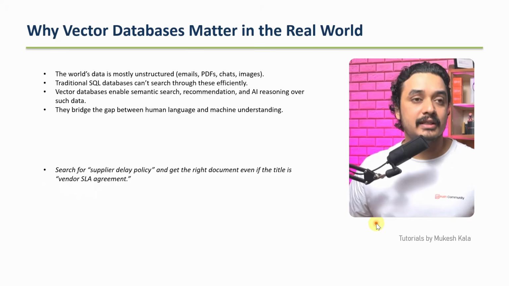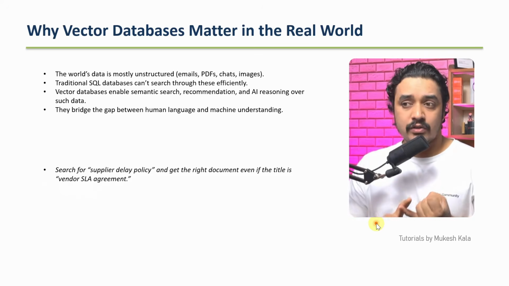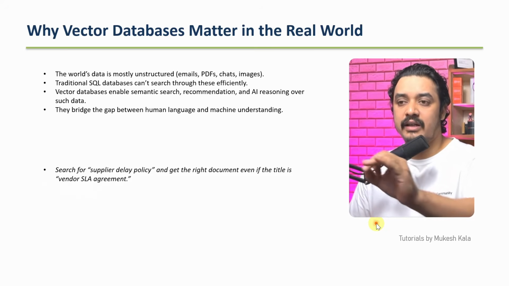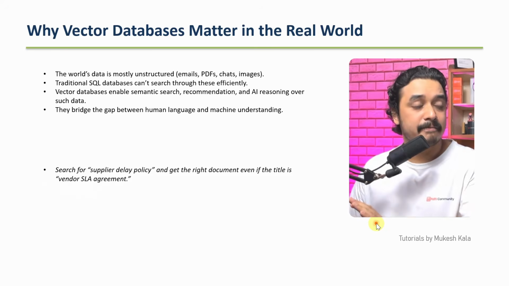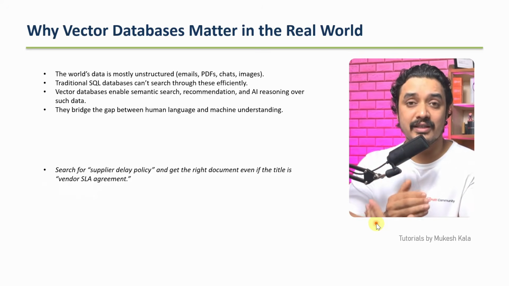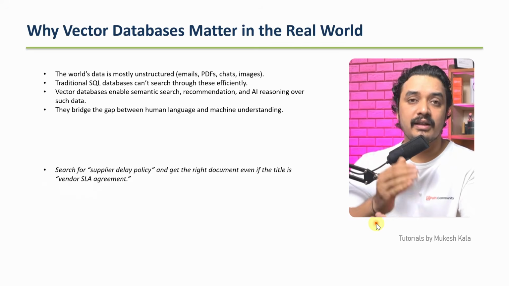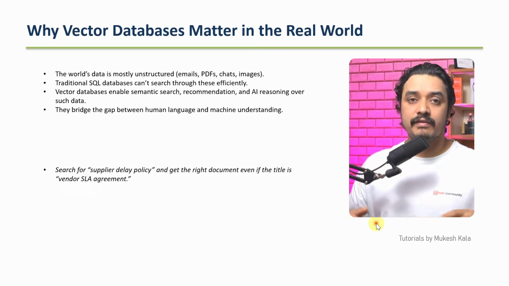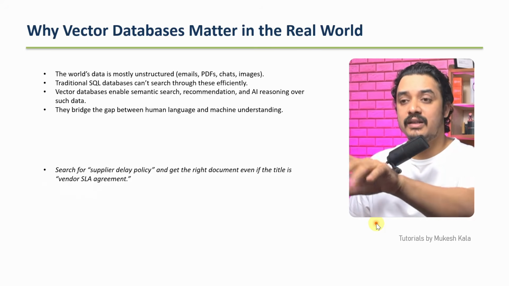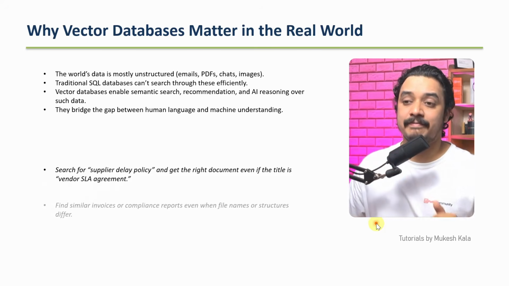What could be some of the examples in the enterprise? Search for supplier delay policy, get me the right document, even if the title is vendor SLA agreement. So if you have such use cases where the information is in an SLA document and you are not specifying vendor SLA document, if you just specify that you want to know what your supplier delay policy is, it will understand that you are referring to the vendor SLA agreement and not to this.